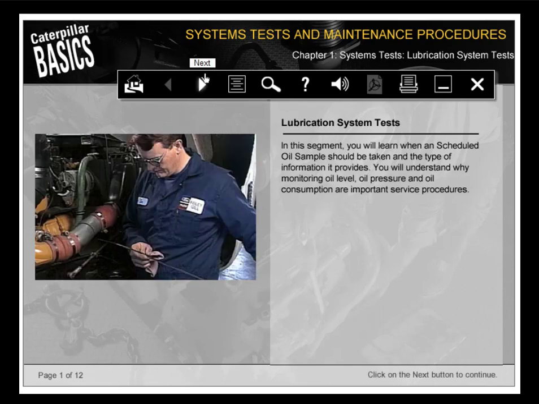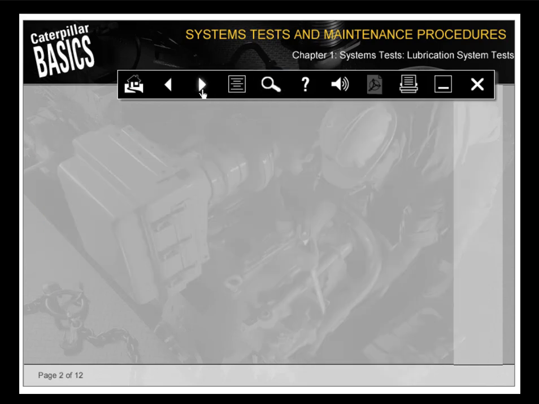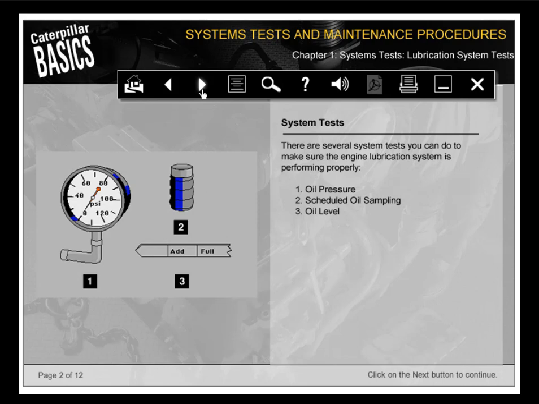In this segment, you will learn when a scheduled oil sample should be taken and the type of information it provides. You will understand why monitoring oil level, oil pressure, and oil consumption are important service procedures. There are several system tests you can do to make sure the engine lubrication system is performing properly, such as oil pressure, scheduled oil sampling, and oil level.